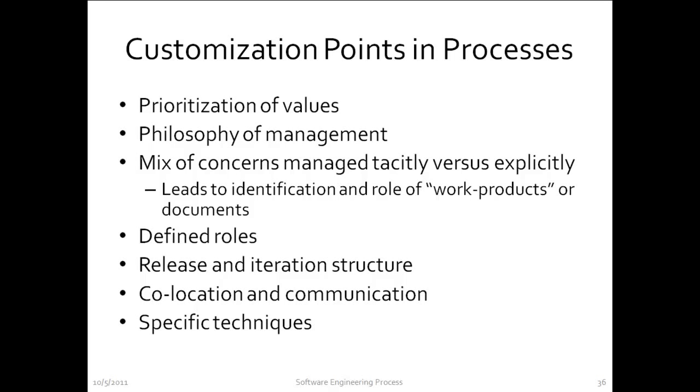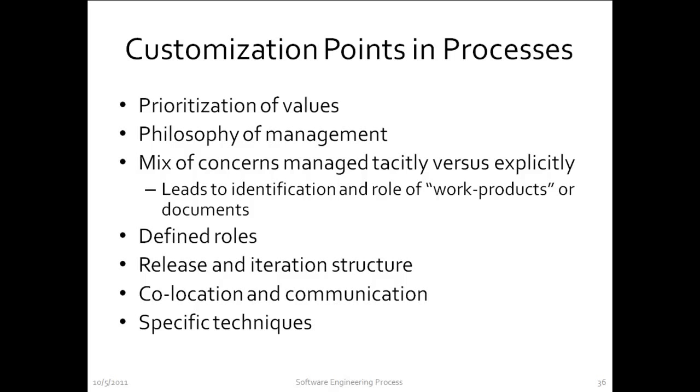Another place where the process can be customized is which separable concerns need to be managed tacitly or kept in people's heads and understood as sort of the memory and the social fabric of the team, and which should be managed explicitly, that is, put down in documents. This decision will lead to the identification of work products, that is, the documents used to keep track of the system. The next customization point is in the defined roles. And this is connected with the previous point in that the roles that you specify are determined by the degree of tacit versus assigned knowledge as well as accountability.